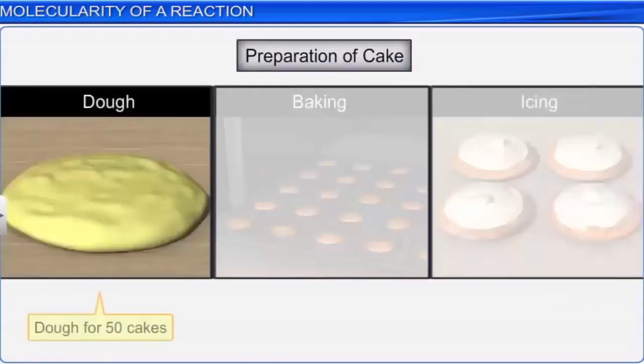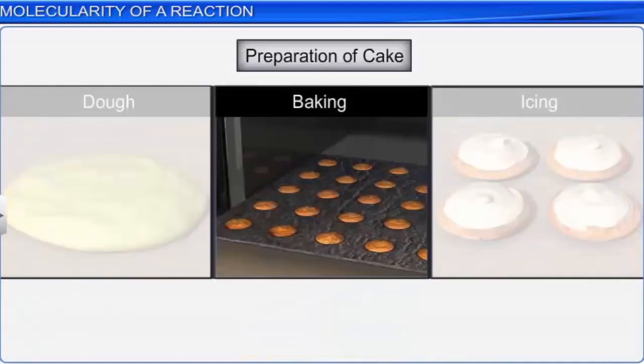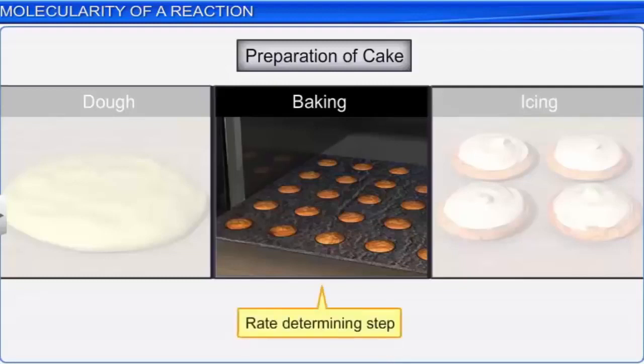You can make dough for 50 cakes. However, only 20 cakes can be baked at a time. Hence, the number of cakes on which you can put icing will depend upon the second step, baking. Therefore, baking is the rate-determining step here.